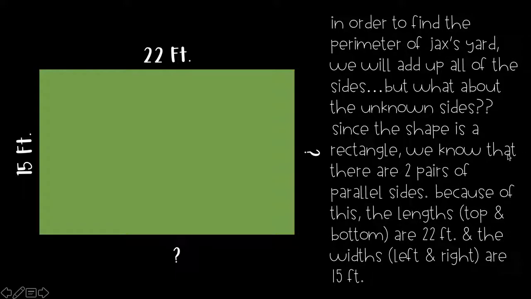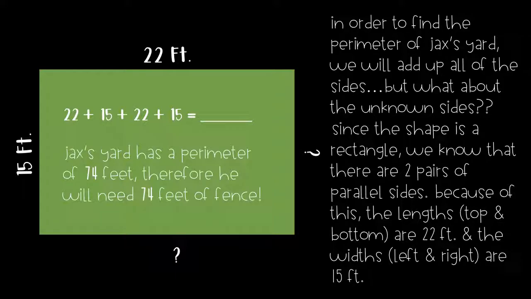Now that we know our length and our widths, let's see what we need to do about finding this perimeter. So we're going to add all of these sides, 22 plus 15 plus 22 plus 15. And when you do that, you get a perimeter of 74 feet. So therefore, he's going to need 74 feet of fence.